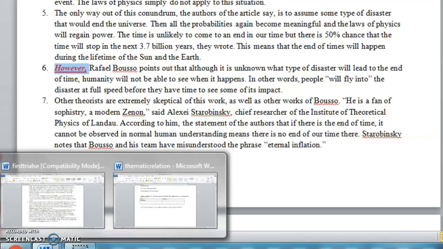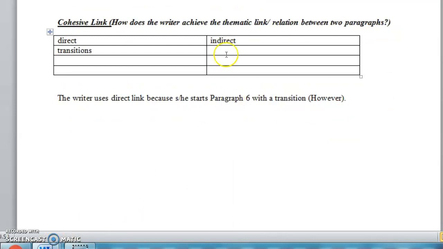Okay? Now, some writers do not want to start all their paragraphs with transitions. They want to move to the other way, which is the indirect way. If the writer wants to use the indirect link, then he or she has to use either synonyms or antonyms. The writer can use pronouns. The writer can use repetition of keywords or ideas. Okay?